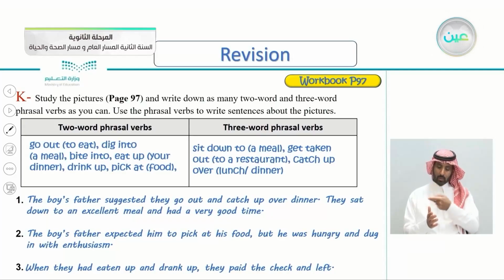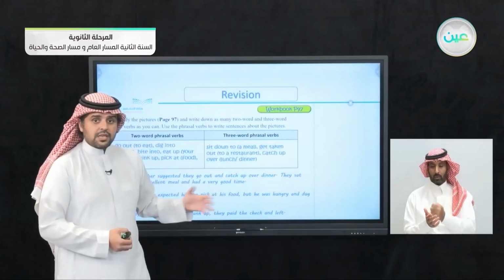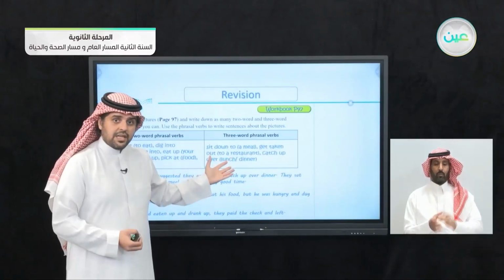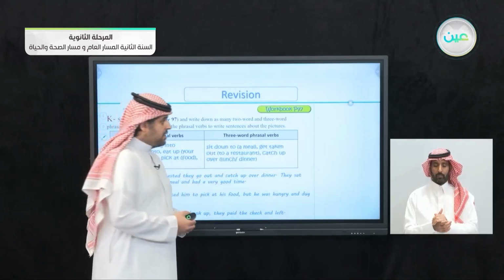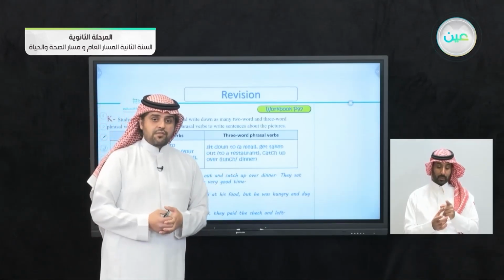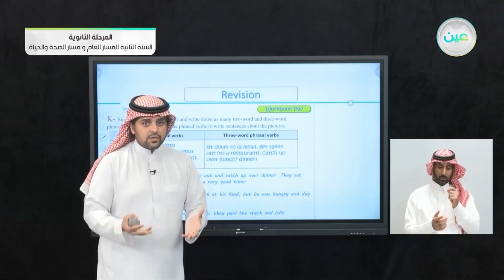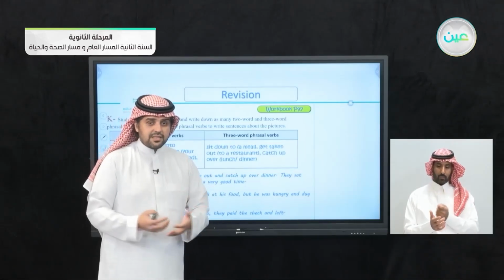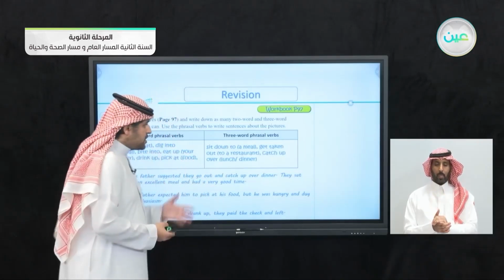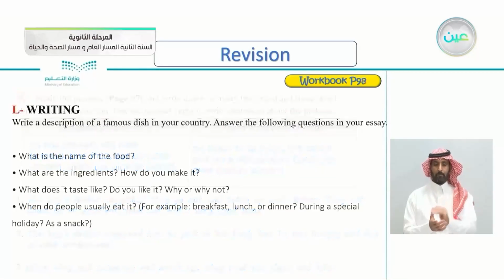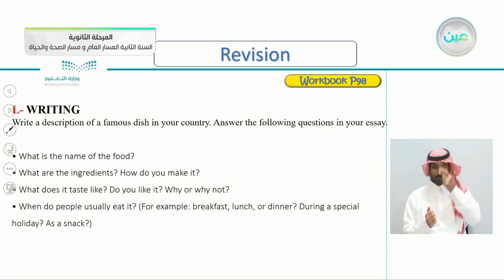So these are the sentences that I've written using the words I've chosen in the chart here. Of course, maybe you came up with different words and written some different sentences. It's correct. There's no right or wrong answer. Exercise L here, write a description of a famous dish in your country. Answer the following questions in your essay.